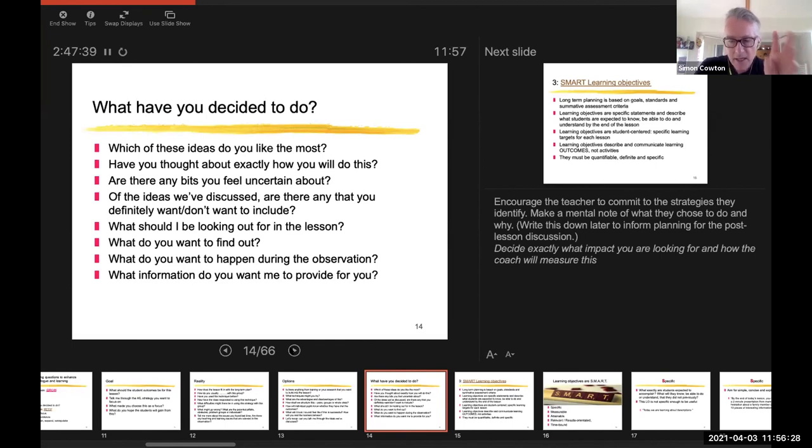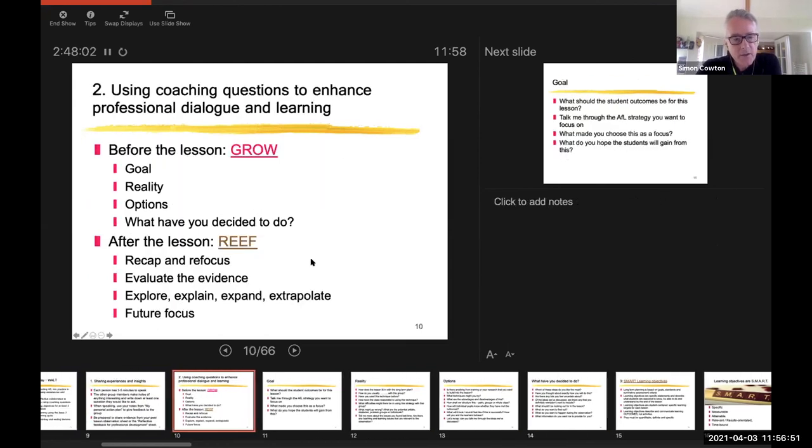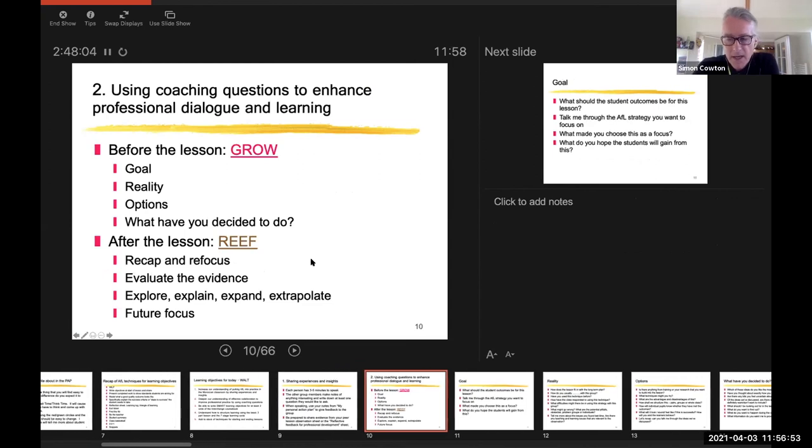Just the things that are relevant to what the teacher decided to do. The third part of the process is the post-lesson professional dialogue, the conversation after the lesson. I call it the debrief session. And for this, I have another tool that I use, and it's called REEF.